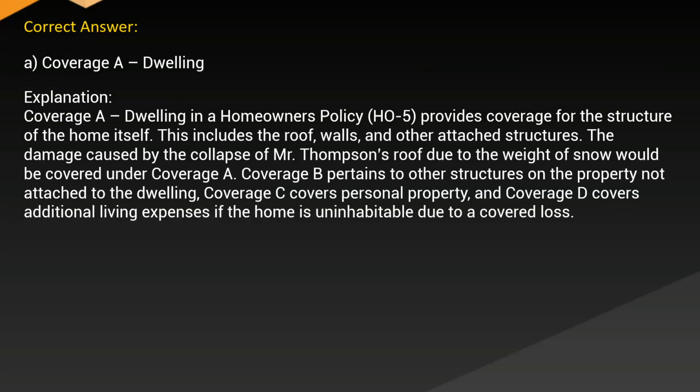Correct answer: A. Coverage A, Dwelling. Explanation: Coverage A, Dwelling in a homeowner's policy (HO5) provides coverage for the structure of the home itself. This includes the roof, walls, and other attached structures. The damage caused by the collapse of Mr. Thompson's roof due to the weight of snow would be covered under Coverage A.